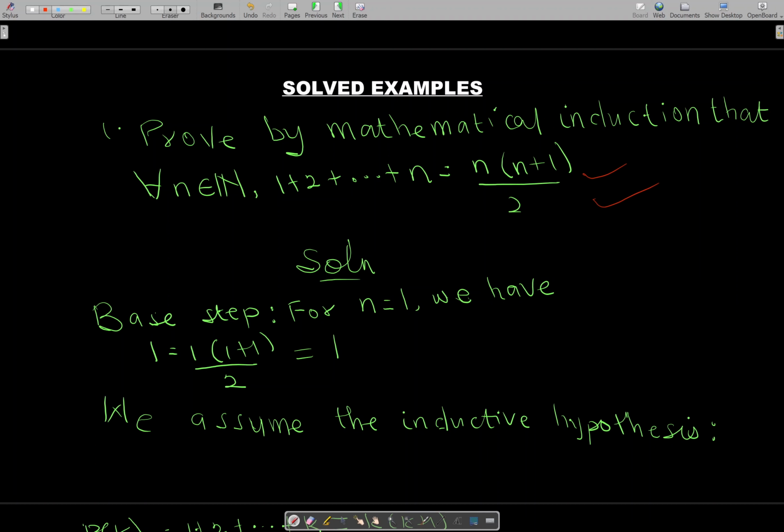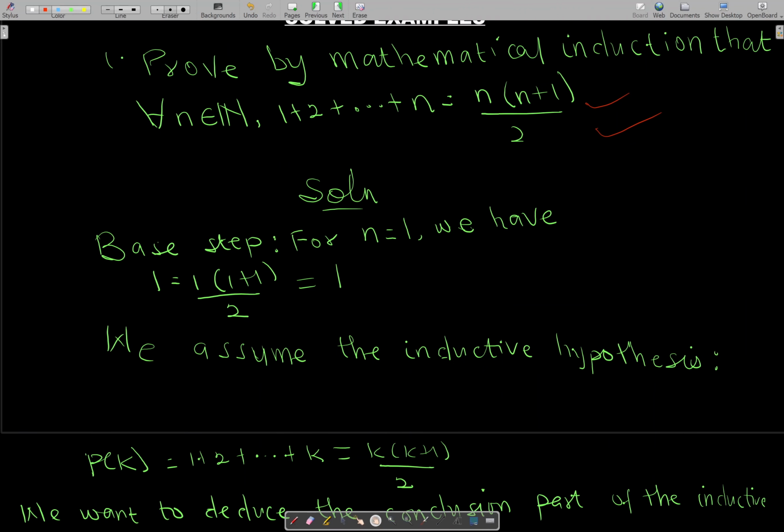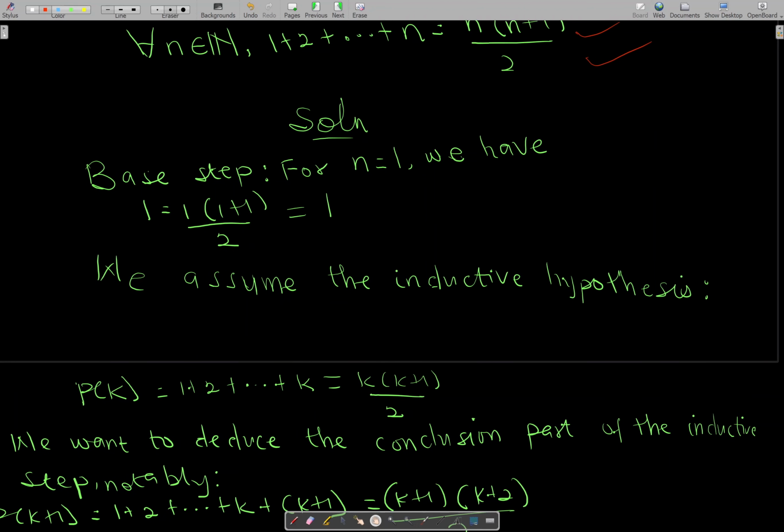So this is the base step. We set n to 1. When we set n to 1, we have 1 equal to 1 multiplied by 1 plus 1, divided by 2. When you simplify the numerator, you get 2, and the denominator, you also get 2. So the right hand side becomes the same as the left hand side, which is 1. That's the base step.